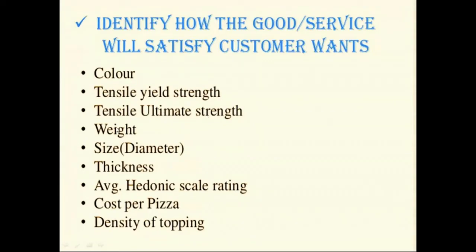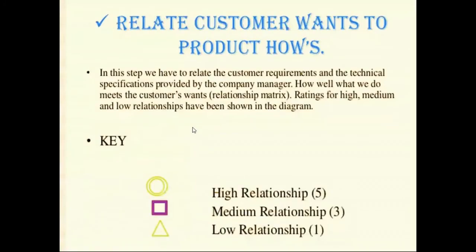Then what will be the weight, the diameter, the thickness, what will be the scale rating, what will be the cost per pizza, what will be the density of topping. Because we are engineers, we are trying to relate whatever the food identification is to a mechanical product, to its properties as well. Okay. So next we will relate the customer wants to the product house.